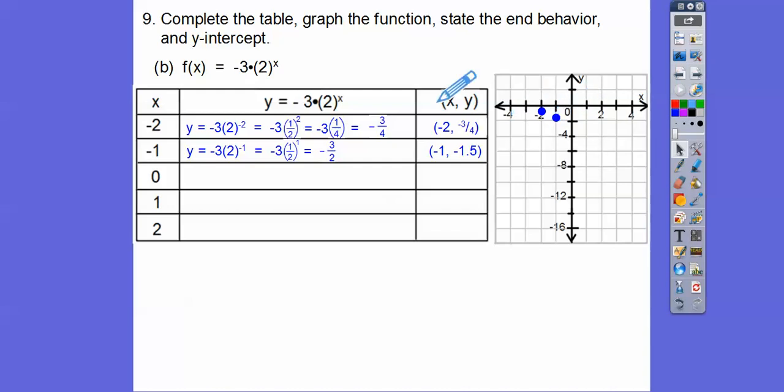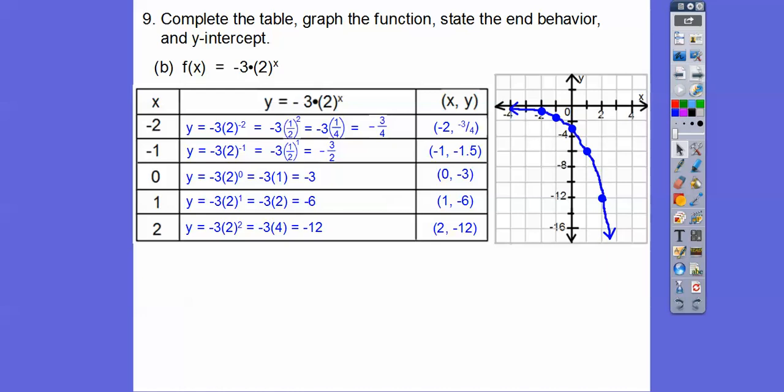Okay, let's plug in 0. When we plug in 0, anything to the 0 equals 1, so negative 3 times 1 is going to get us negative 3. So there's negative 2, so negative 3 would be right there. So let's go ahead and plot that guy right there. Plug in 1. So 2 to the first is 2. Negative 3 times 2 is negative 6. 2 to the second is 4. Negative 3 times 4 is negative 12. Okay, do you see your upside down J curve? There it is right there.